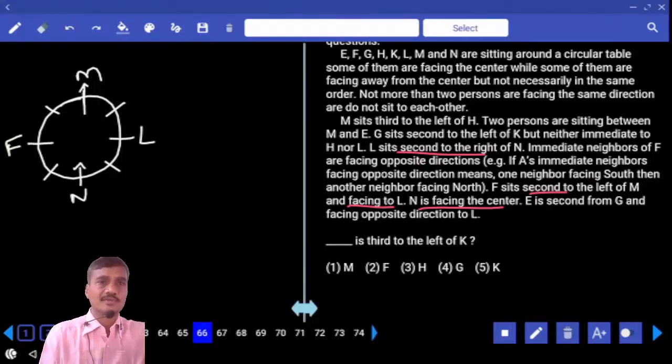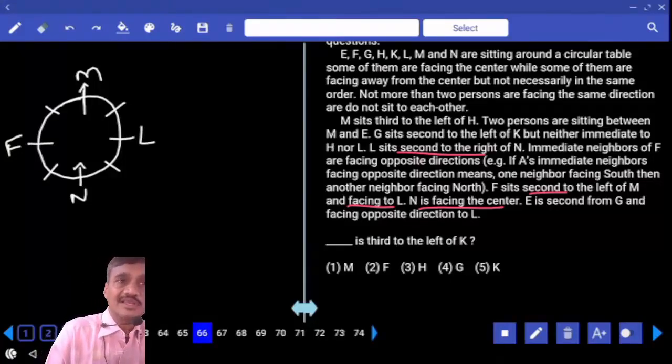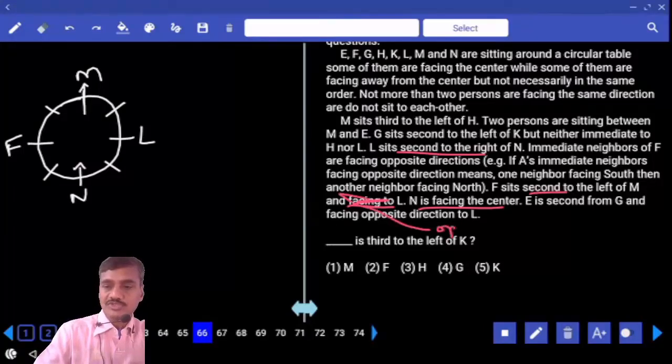Facing L should not be here. Okay? Facing L, what is the meaning? Both the persons must be facing towards each other. Okay, here it is not facing, and they are opposite. Here F sits second to the left of M and is opposite to L. Make the correction, and write: and is opposite to L.